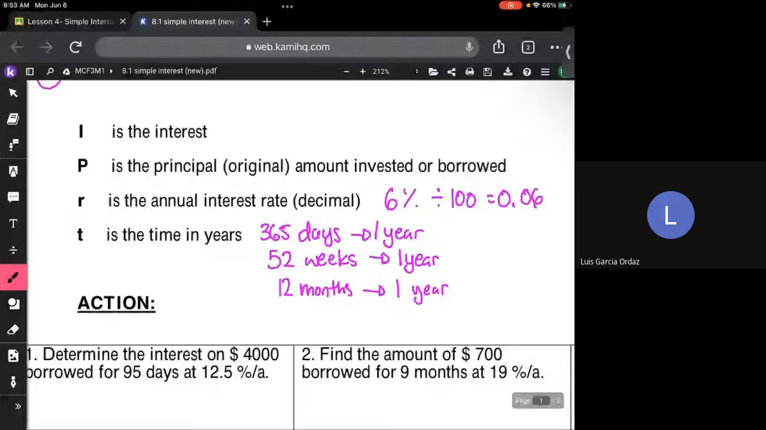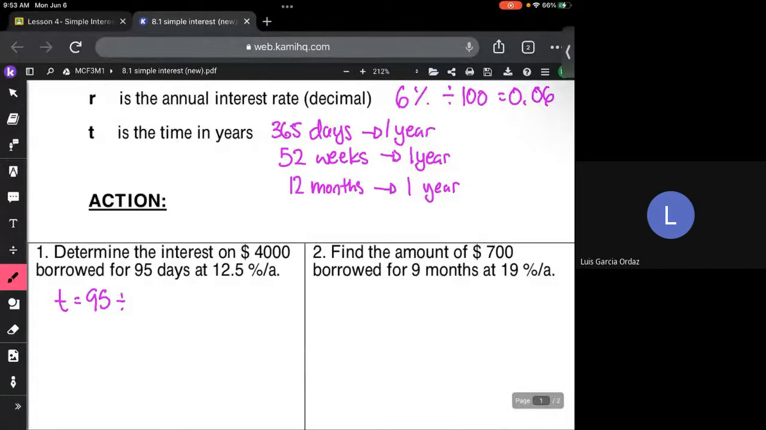Divide. So when you're going from days to years, you're going to divide by 365. And if you're doing the opposite, you multiply. So when you're going from days to years, you're dividing. So I need 95 divided by 365 and round it to 4 decimal places. 95 divided by 365. Someone tell me what that is.